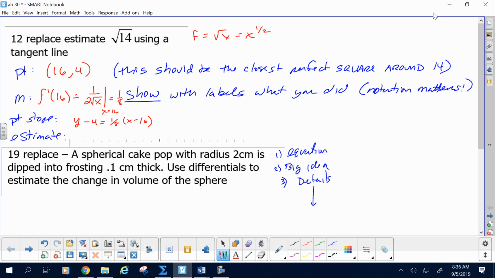Perfect. Now, if the question said, make a tangent line to the curve at 16, am I good to go? I'd be done. But that's not the question. The question says, use your tangent line to estimate. So now we have to do one more thing. We have to put 14 into our tangent line. y is 4 plus 1/8 of 14 minus 16. That's 4 plus 1/8 of -2. That's 4 minus 1/4. And so our estimate is?